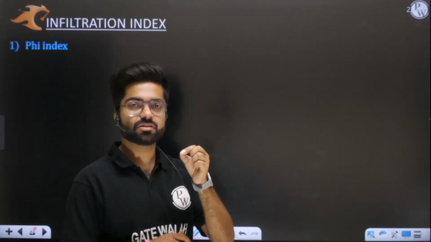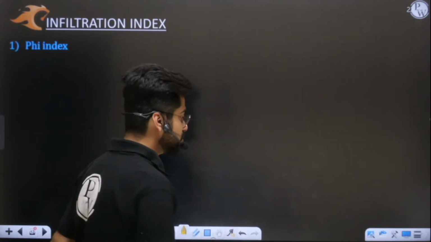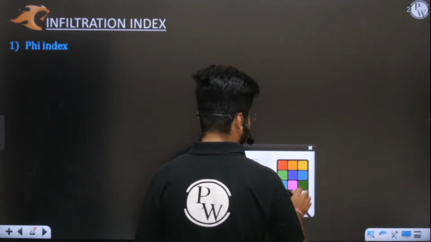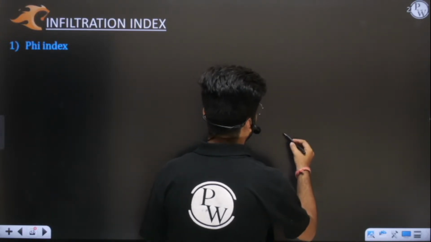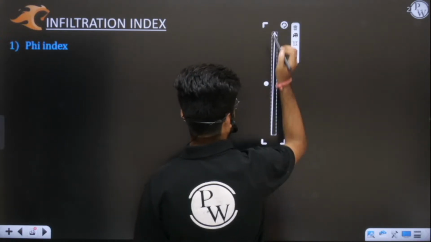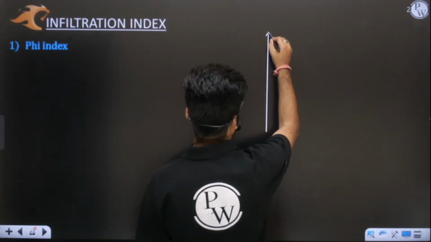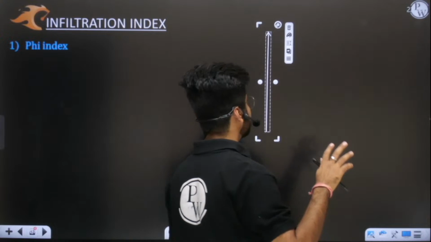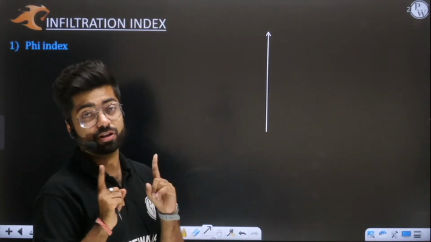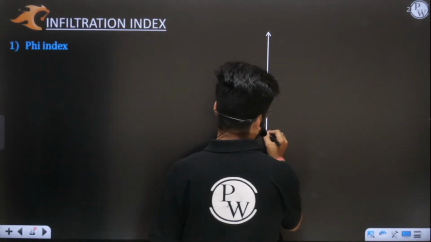See, we have just now understood what the infiltration curve is. Now if you want to understand phi index, whenever in questions they ask you to compute phi index, what do you have to do first? Firstly, you have to draw the hydrograph every time. Listen very carefully, this is a very, very important topic. Many a times this has also been asked in examinations.